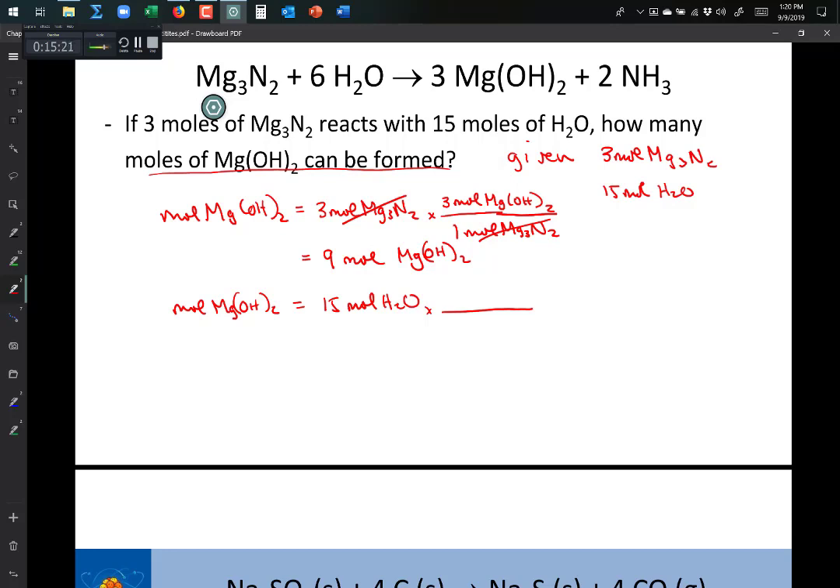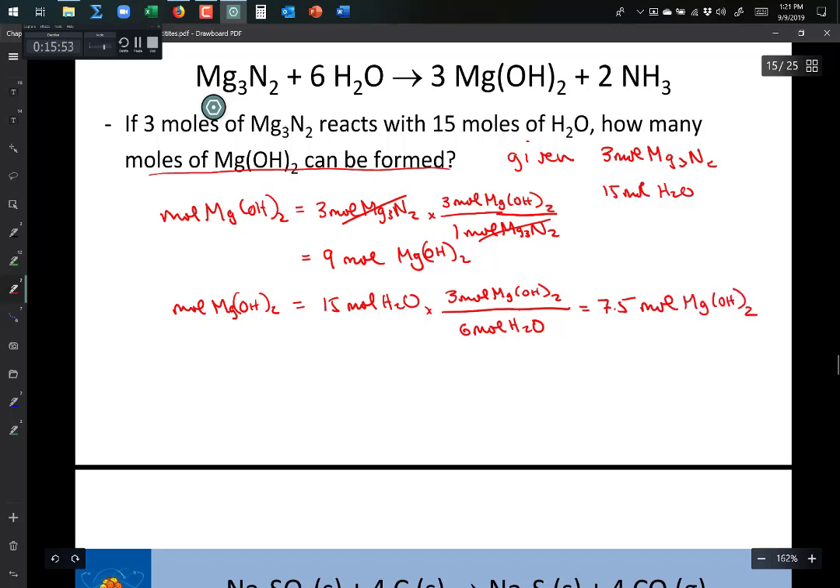So what am I going to have on top? 3 mole. Yep, 3 mole Mg(OH)2. And on the bottom? 6 mole H2O. 15 divided by 6 is 2.5? Yeah. Times 3, 7.5? 7.5 mole Mg(OH)2. Like that.